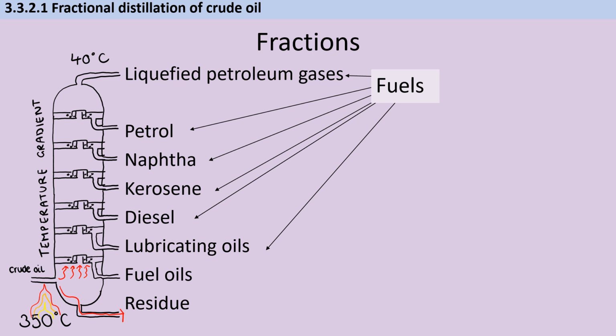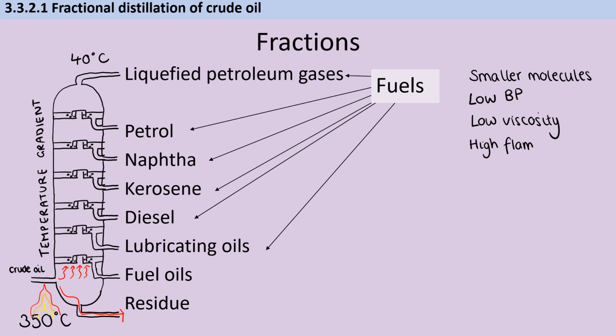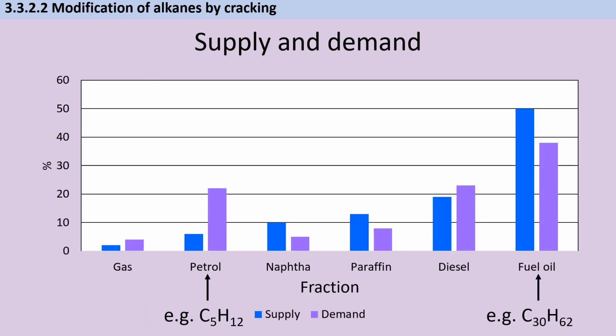So the molecules that are being collected at the very top are the smallest molecules. They have the lowest boiling points. They have low viscosity, so low stickiness, and they're also highly flammable, so they make the best fuels. There's greater demand for the petrol and diesel fractions than can be supplied from crude oil alone, while larger fractions like fuel oil are more available than necessary.